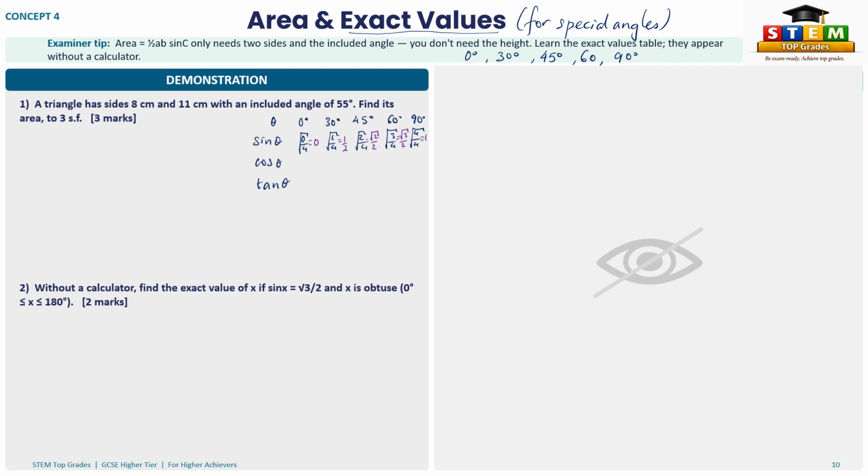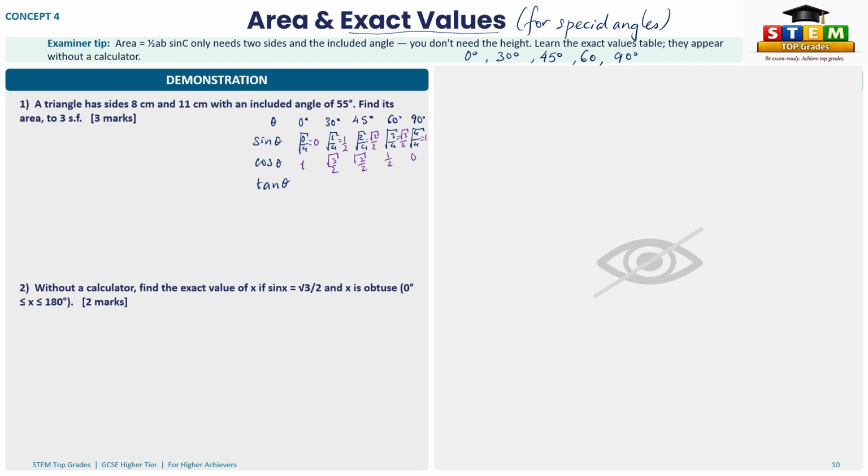No worry for the second one, because for the cos, you just have to invert the order. It's the same numbers, but I'm not going to put the square roots this time. I'm going to put 1, then root 3 over 2, then root 2 over 2, the next one is half, and the last one is going to be 0.